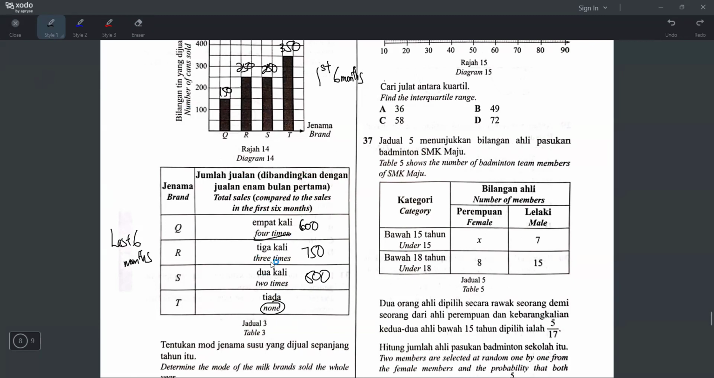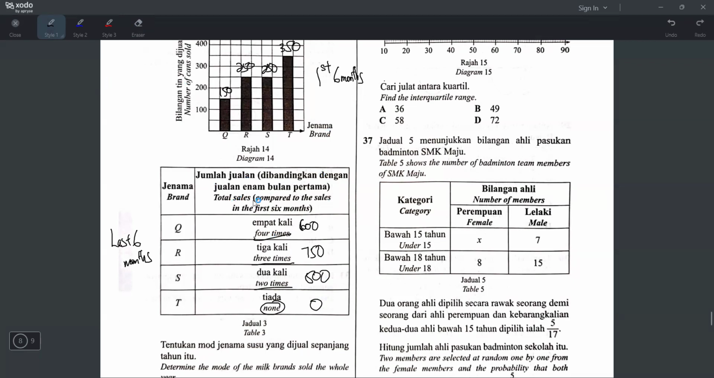This one is 4 times, this one is 3 times, this one is 2 times, right? But if they say none, it means 0 times or 1 time. Because if it's 1 time, then it will be 350. But they put none here, so maybe it's 0, because none means 0 times. So if I take 0 times 350, I get 0, right? But it can also mean that there is no change. It means the sale is exactly the same.